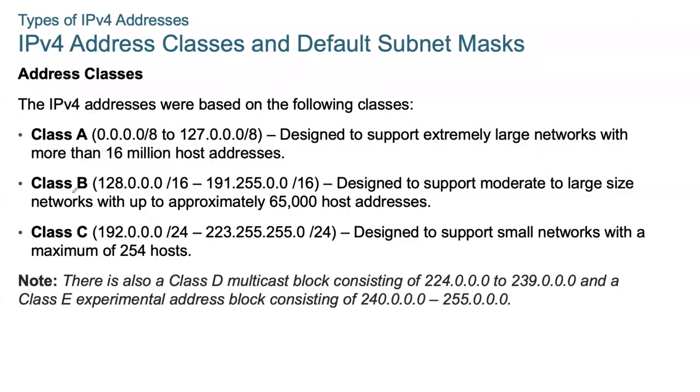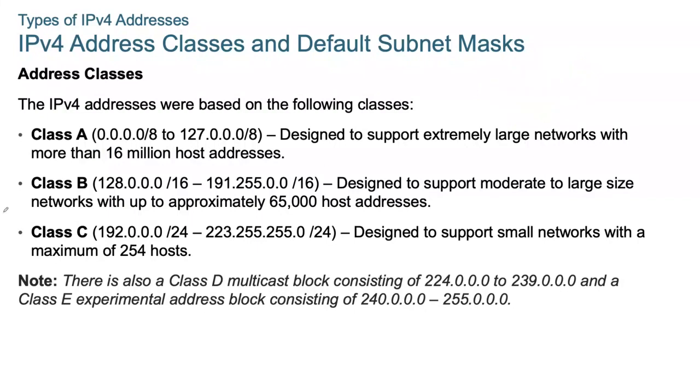And in class A, as said, it starts with the 0 network address and ends with 127. Why? Only the first byte is used for your network address purpose. So if you write 2 to the power of 8, you will get 127. So the network address starts with 0 and the last usable network address portion is 127.